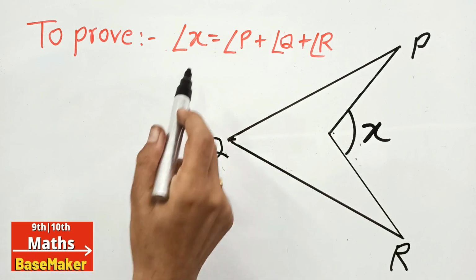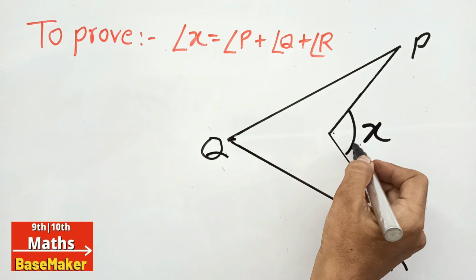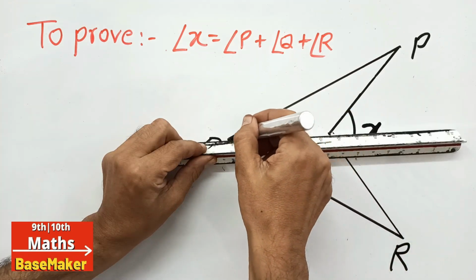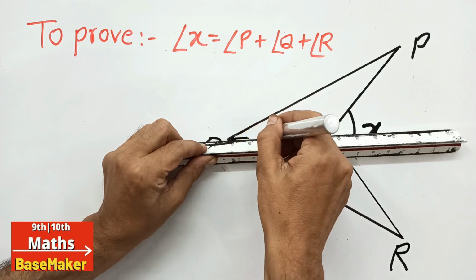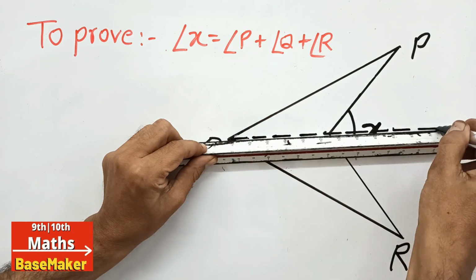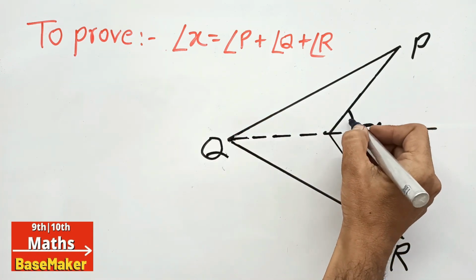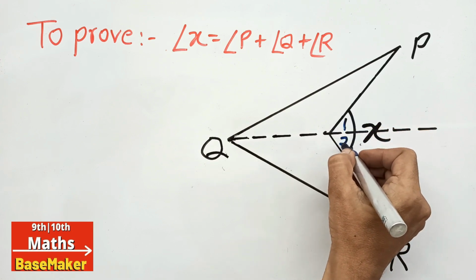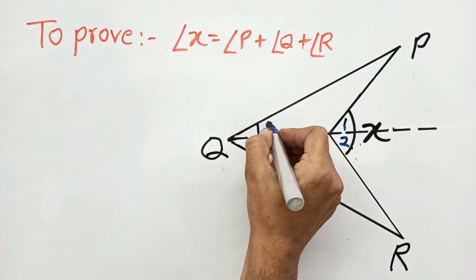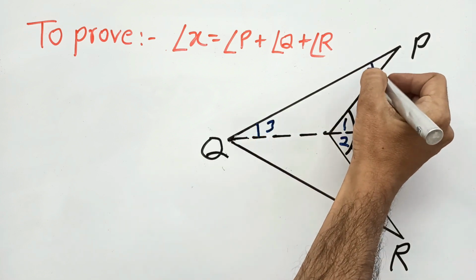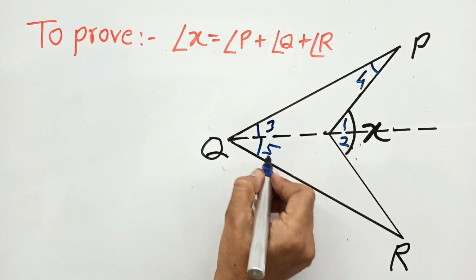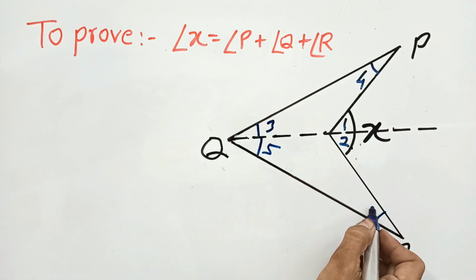In a given figure, we have to prove that angle X is equal to angle P plus angle Q plus angle R. So let us do one simple construction. Draw a line and let us suppose this part of the angle is 1 and this part of the angle is 2 and this is 3, 4 and suppose this is 5 and angle 6.